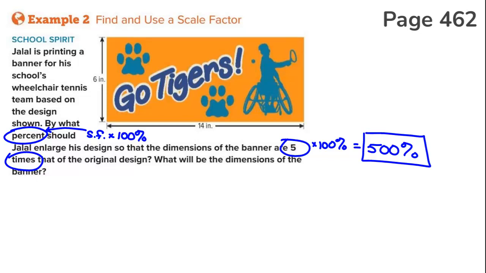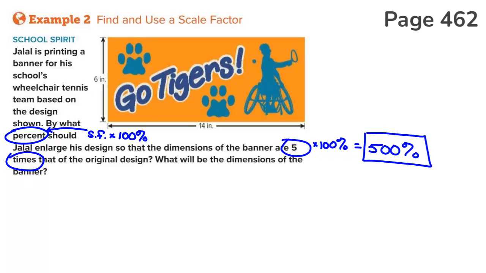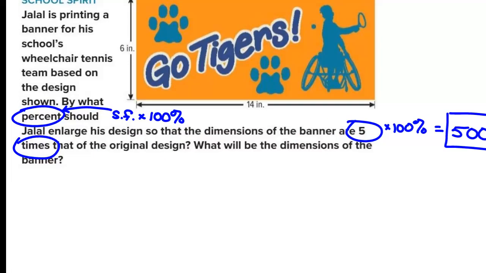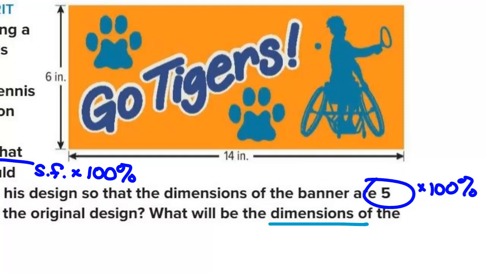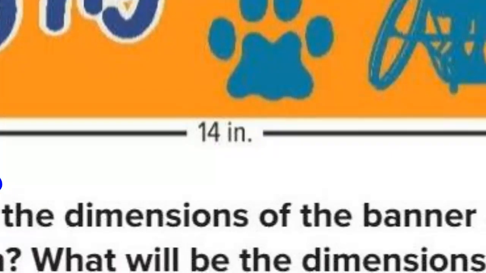That part that your book did wasn't so bad. This next part, they have you multiplying by the percent. That's doing too much. To find the dimensions of the new banner, I'm going to take the dimensions of his original design, and we're going to multiply those by our scale factor. So we're going to multiply by 5.